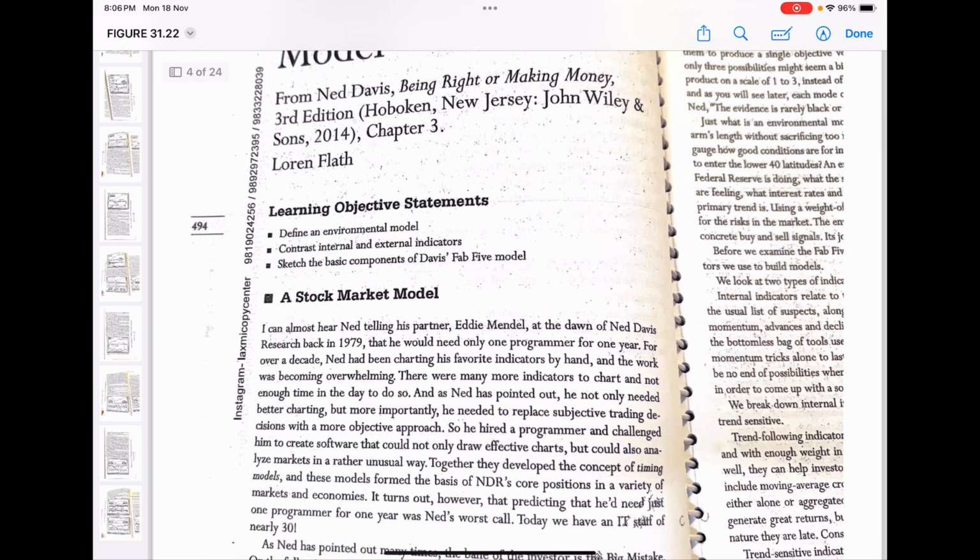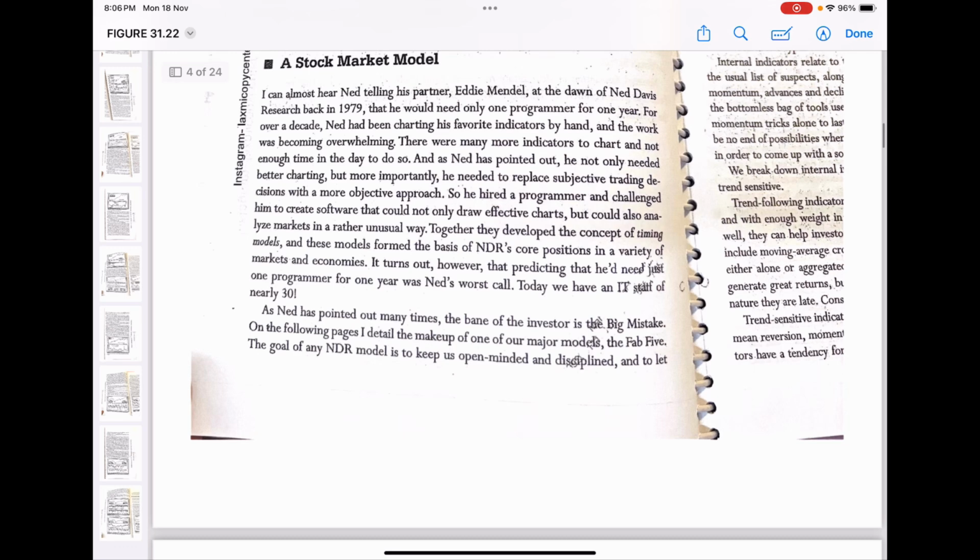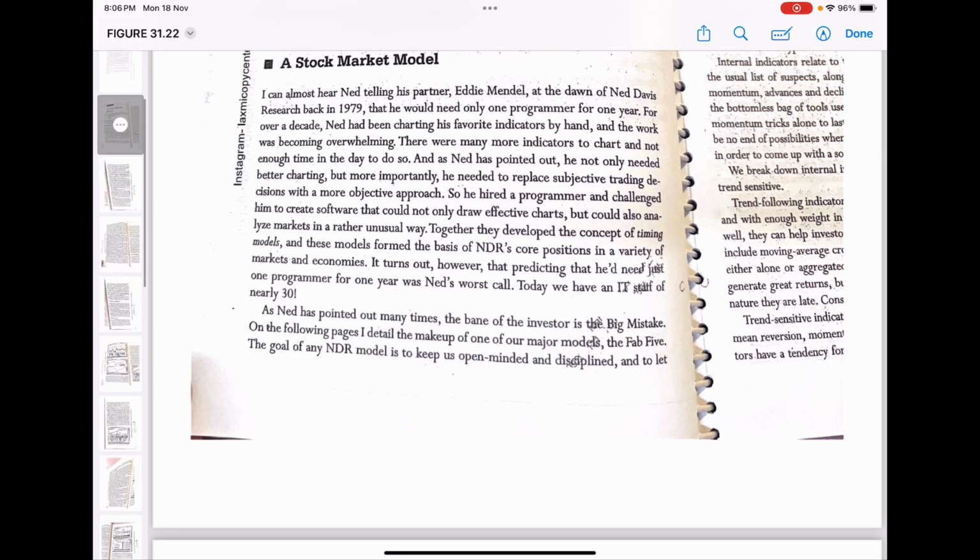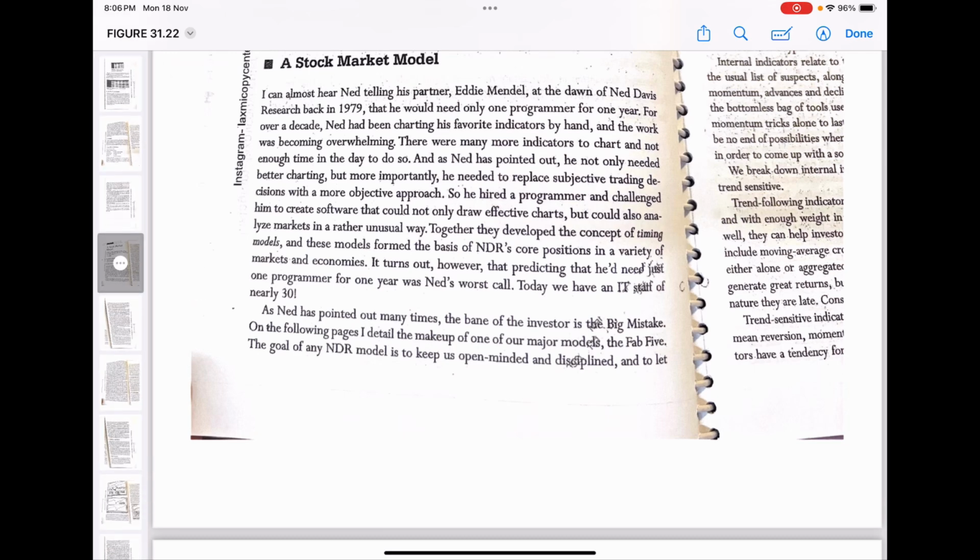So the learning objectives are defining an environmental model, contrast internal and external indicators, and sketch the basic components of Davis Fab 5 model. Fab 5 model is the most important concept when it comes to this chapter, and it will for sure be tested in your examination.